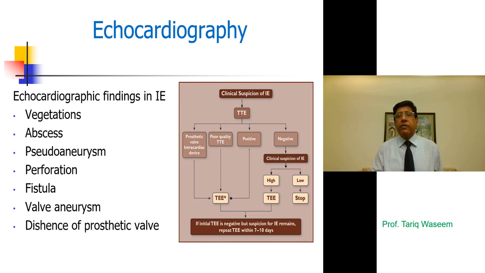So if there is clinical suspicion of infective endocarditis, you go for transthoracic echo. If it is negative and clinical suspicion is still high, you go for transesophageal echo. Even if the transthoracic echo is positive, you might still have to go for a transesophageal echo if quality is poor, or there is a prosthetic valve or intracardiac device. If the initial transesophageal echo is negative, but there is still suspicion of infective endocarditis, you must repeat the transesophageal echo around 7 to 10 days following the initial procedure.